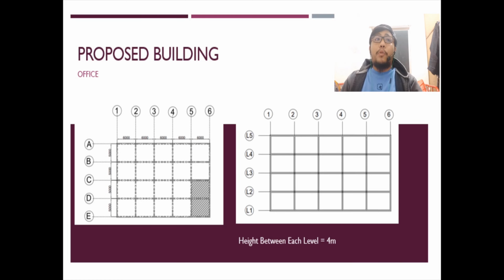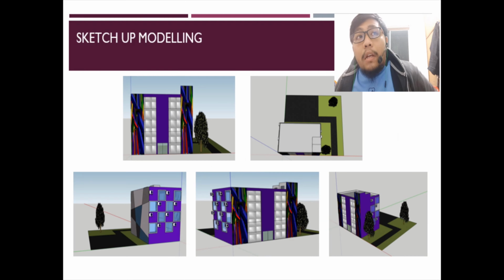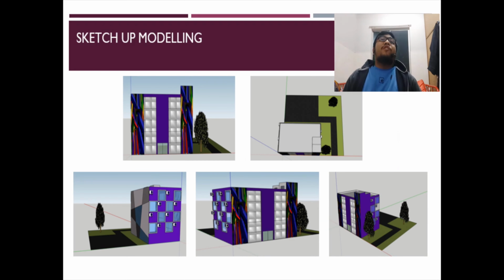So this is our proposed building. Our building was designed based on the functionality of an office building. As we can see on the display, the plan layout and the front view are as follows. Next, we also made a 3D model using SketchUp software.